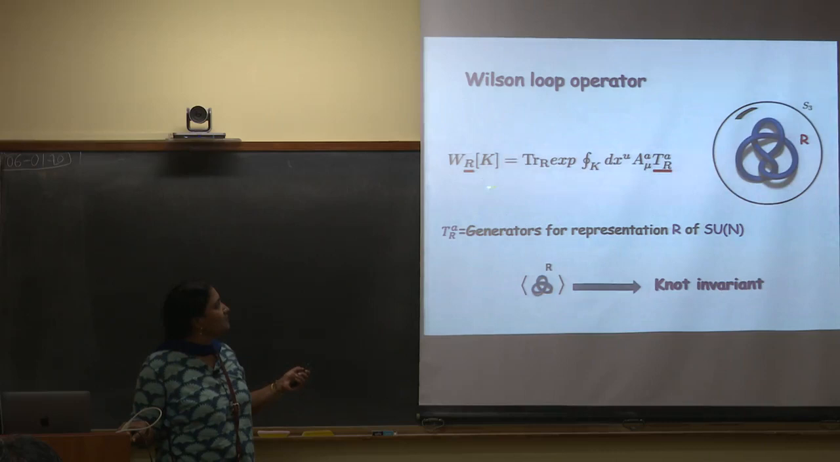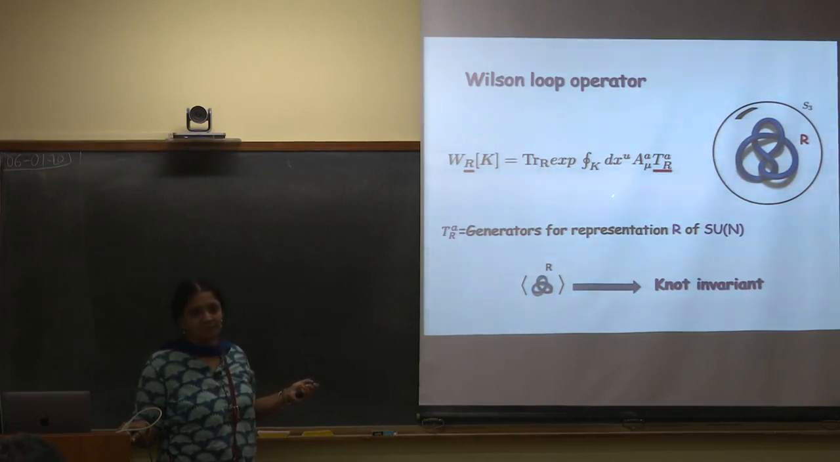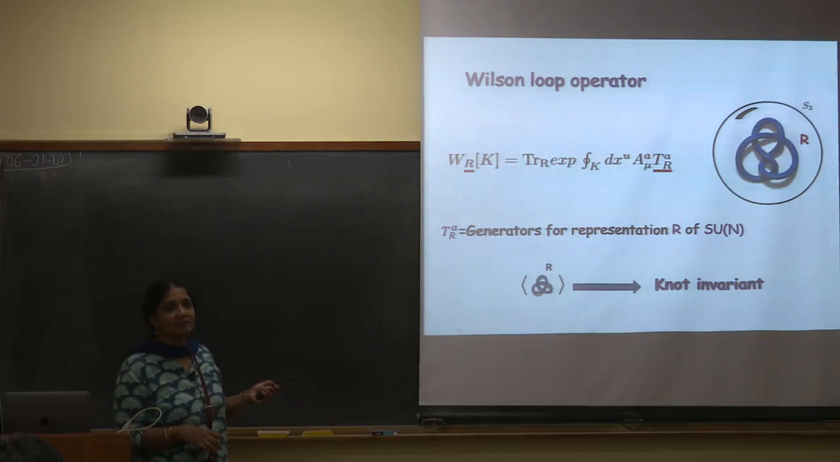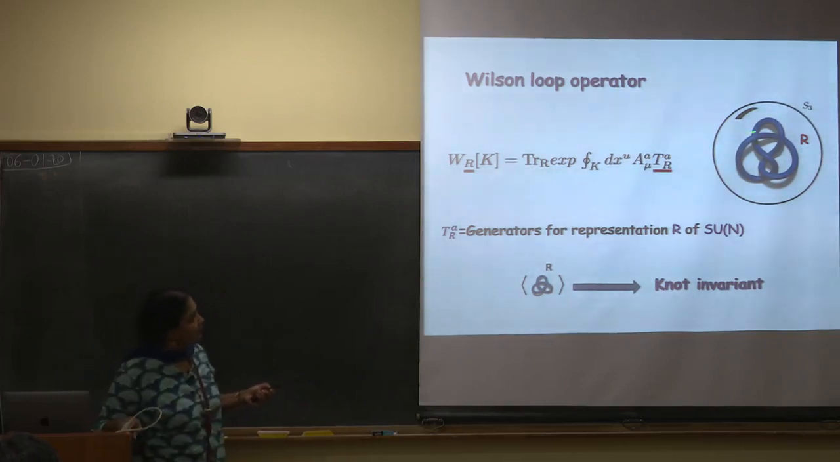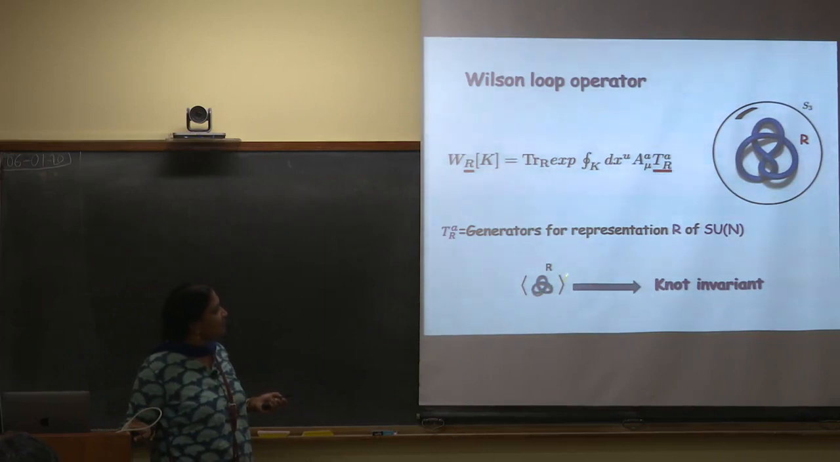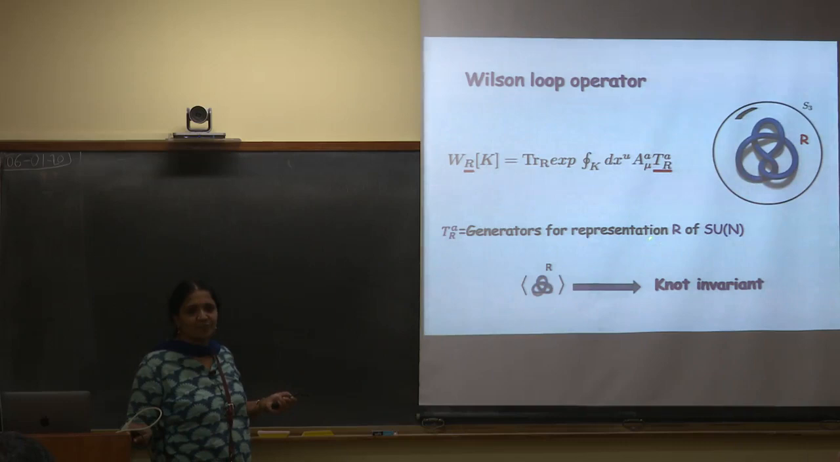So, what you have to remember is that these A's are valued in this representation R, and then you take the trace over that representation R. Is that clear? So, this is another knot which has 3 crossings, which is a trefoil. I have just put it to show you a few examples.